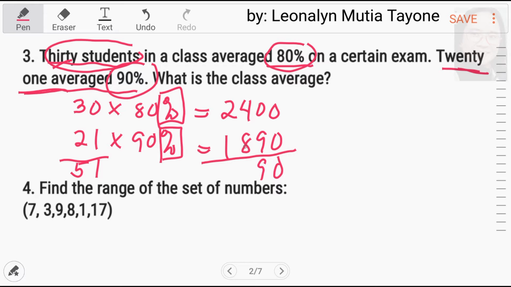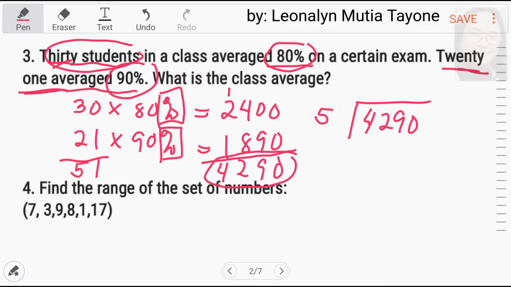I-add natin ito. So this is 9, 4 plus 8 equals 12. Carry 1 and that is 4,290 ang total. Kapag sinabing average, total divided by kung ilan lahat yung numbers. 4,290 divided by 51. I-solve muna natin ito.